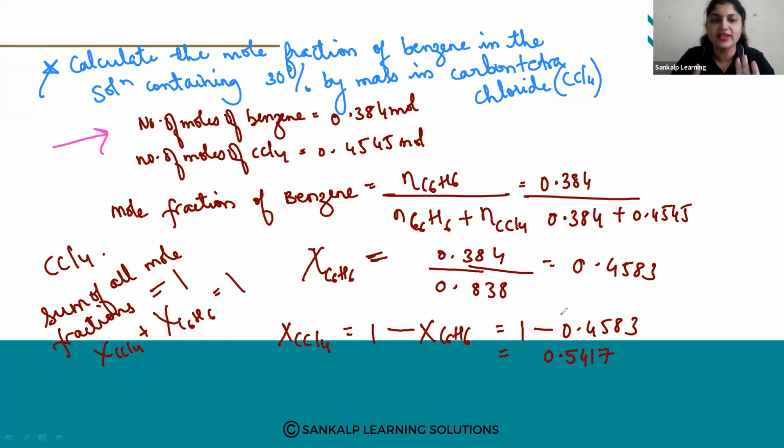Okay, so remember that. Mole fraction is nothing but the number of moles of each component divided by the total number of moles of all the components. First step, you have to find the number of moles of each component. Then calculate the mole fraction for whichever they have asked. If you want to find the mole fraction of the other component, remember that the sum of all the mole fractions is equal to 1. You know the mole fraction of C6H6, so do 1 minus that, and you will get the mole fraction of CCl4. Like this, you are going to solve for mole fraction.